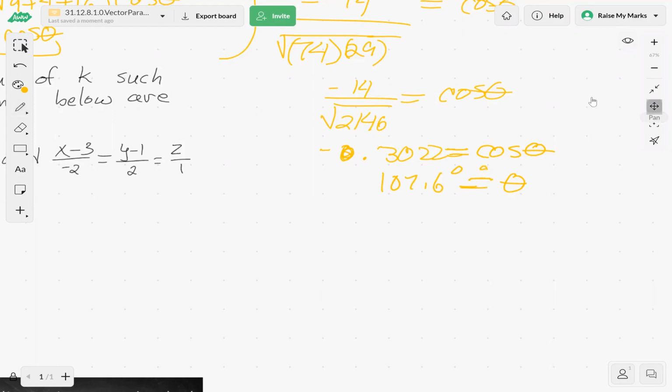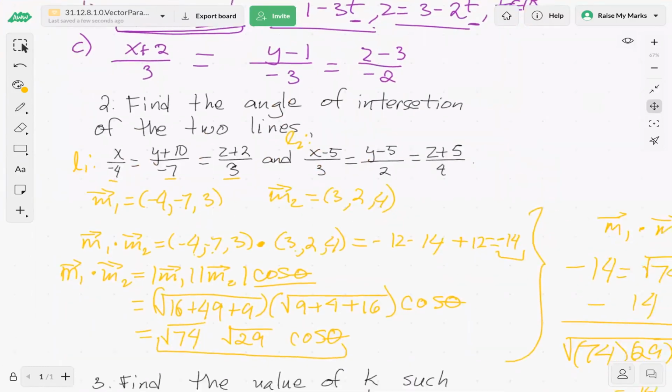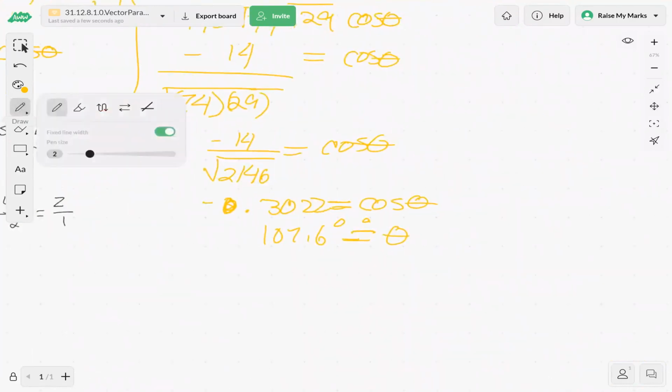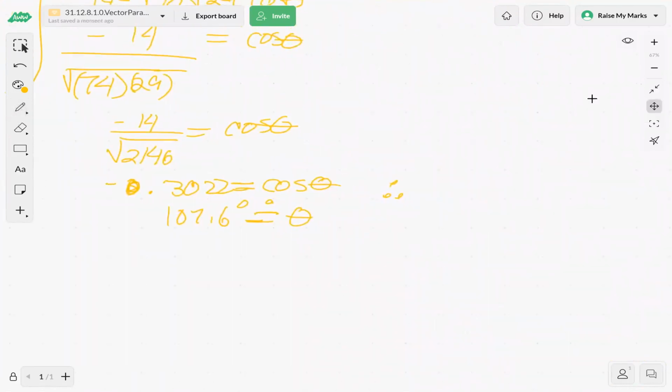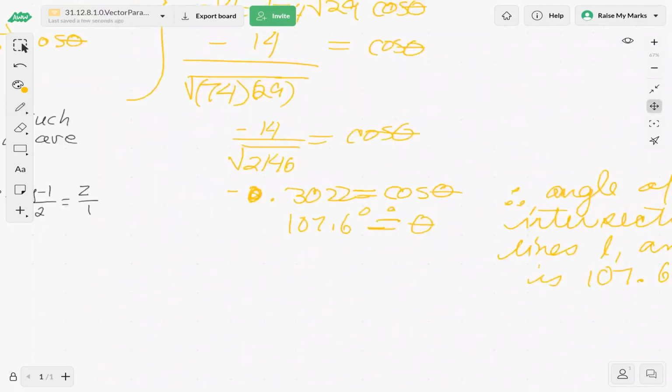So let's go figure out what question we're asked. Find the angle of intersection of the two lines. All right, so therefore, concluding statement, therefore, angle of intersection of lines L1 and L2 is 107.6 degrees. Good. That required a bit of effort, but we got there.